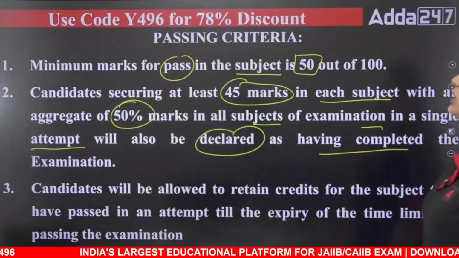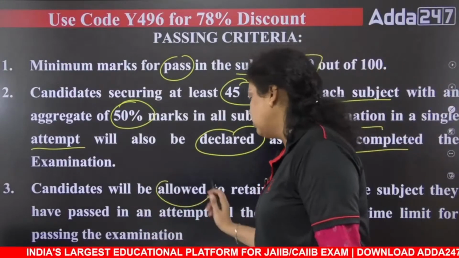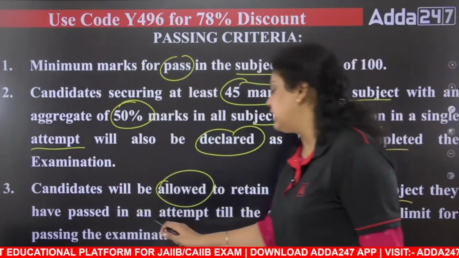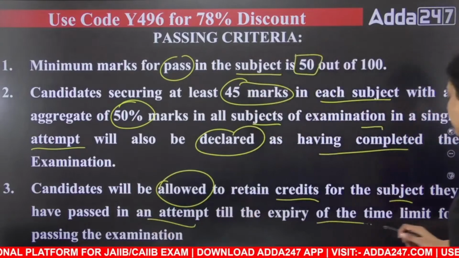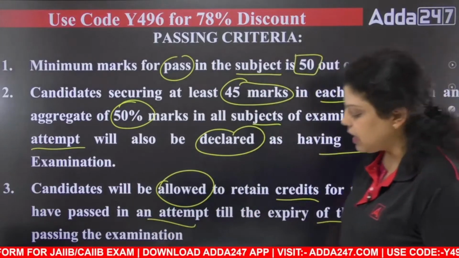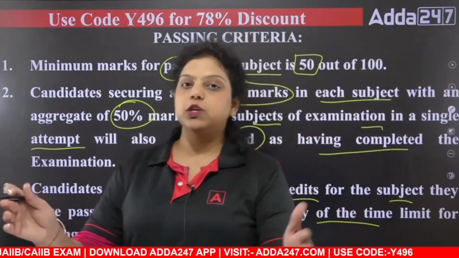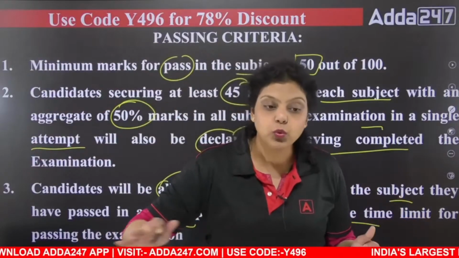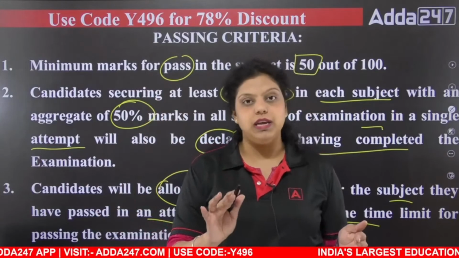Now, the third point is saying candidates will be allowed to retain the credits for the subjects they have passed in an attempt till the expiry of the time limit for passing the examination. So there is a certain duration given by the IIBF, whether 1 year, 2 years or 5 years, in which you have to qualify all the 3 papers of the CAIIB.